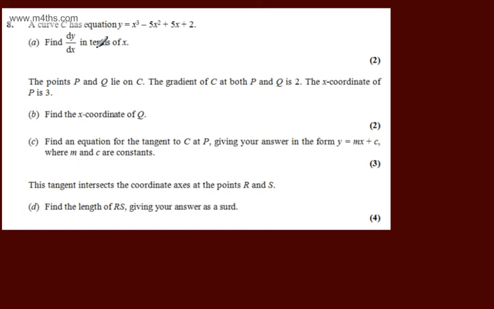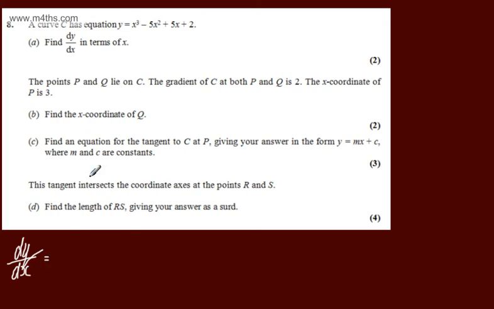In question 8, we're told a curve C has equation y is equal to x cubed minus 5x squared plus 5x plus 2. In part A, we're asked to find dy by dx in terms of x. The question carries 2 marks. So all we need to do is differentiate both sides of the equation with respect to x. On the left-hand side, we'll have dy by dx.